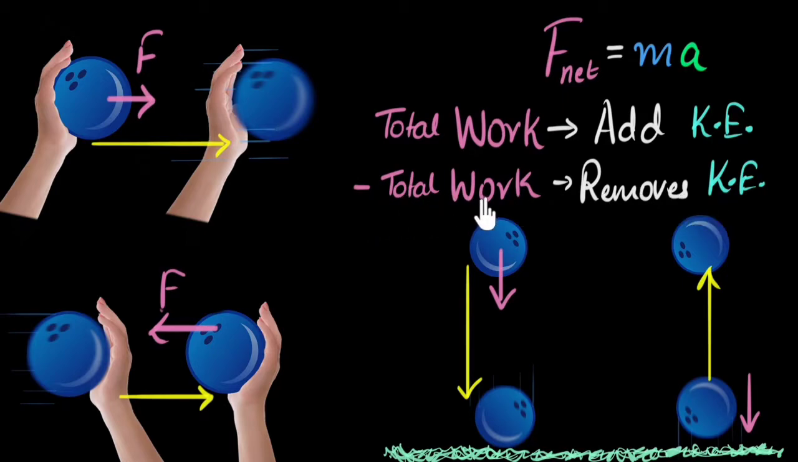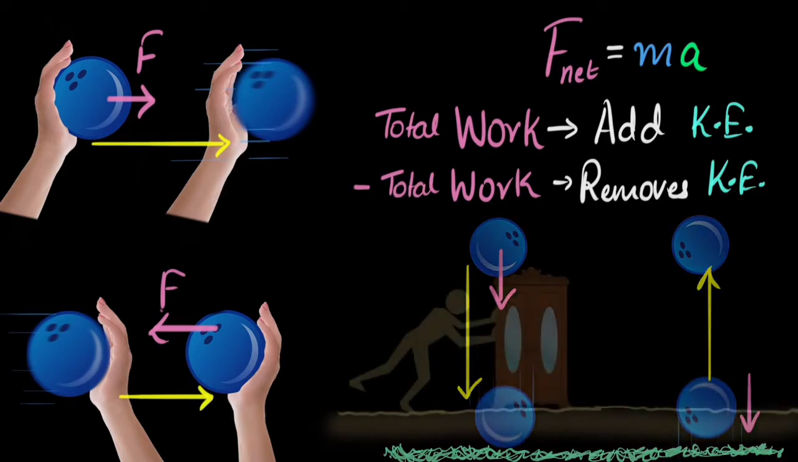And if the total work done is 0, which is totally possible, some forces can do positive work, others might do negative work, and we'll look at some examples, then the total work done can be 0. In that case, kinetic energy will not change at all. Again, let's look at a couple of examples of that.